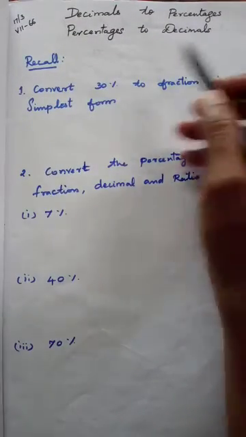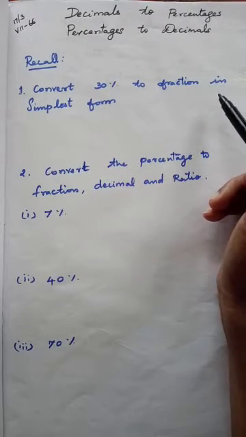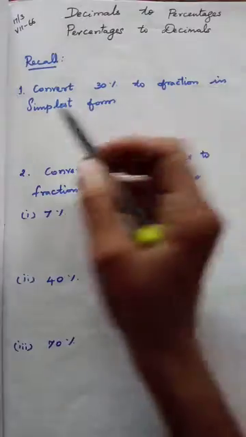In the last class we have seen fraction to decimal and decimal to fraction, isn't it? We shall recall that.